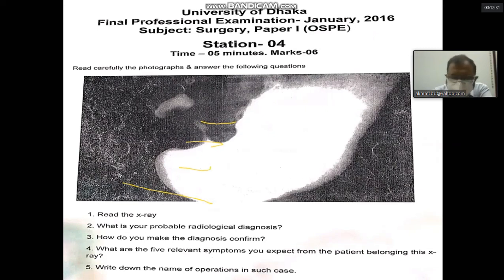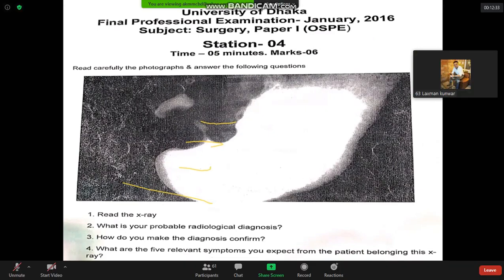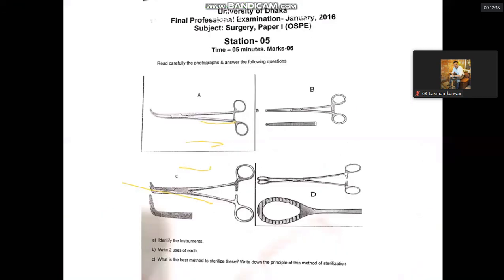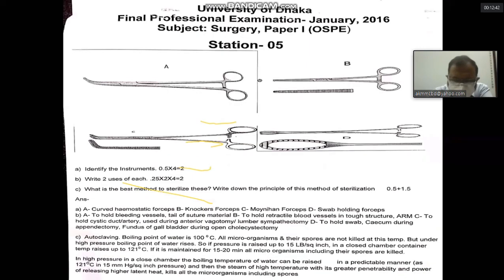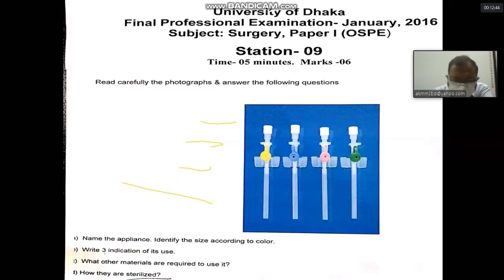Do you have any question regarding this session? No, sir. Okay. These are the instruments. I will skip those because they were already discussed. Here is the appliance.